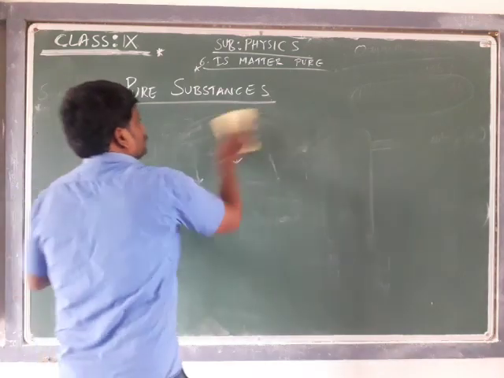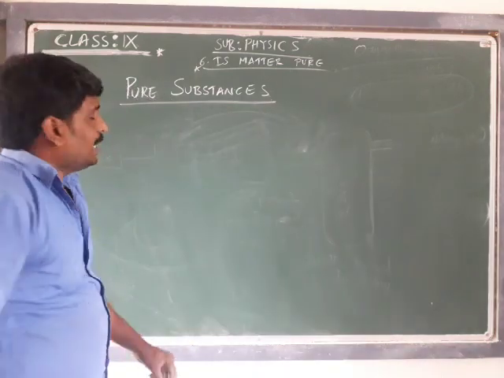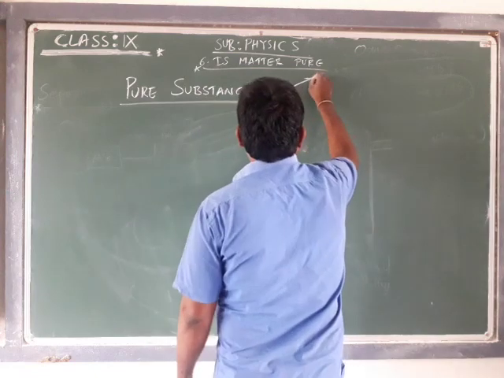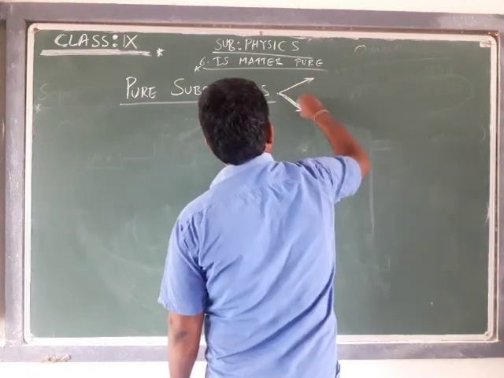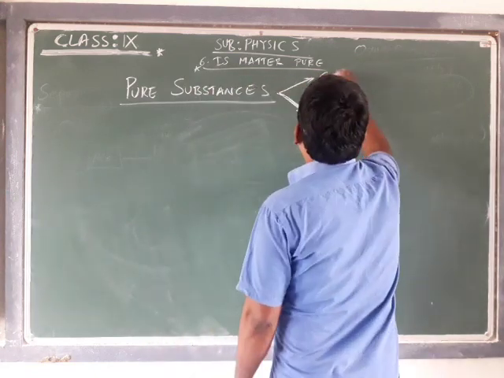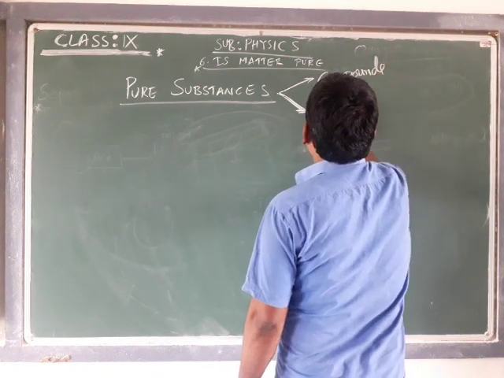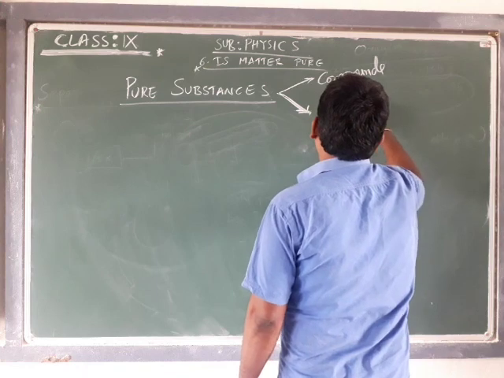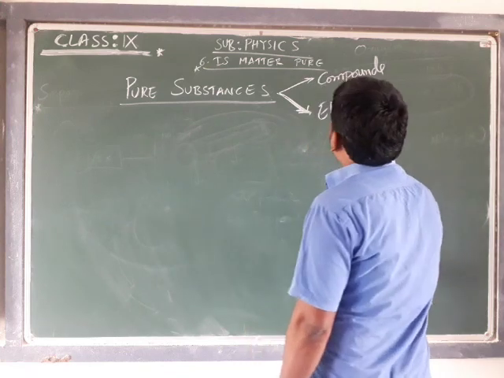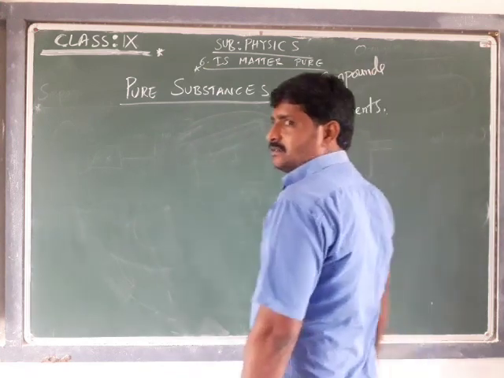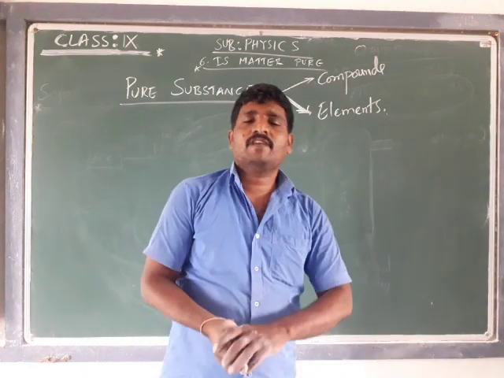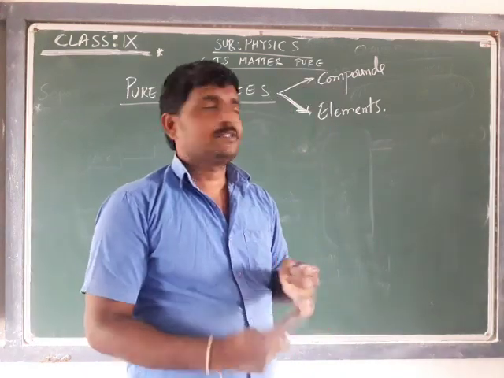Now these pure substances are also of two types: compounds and elements. Compounds and elements. These are the two different types of pure substances we have.